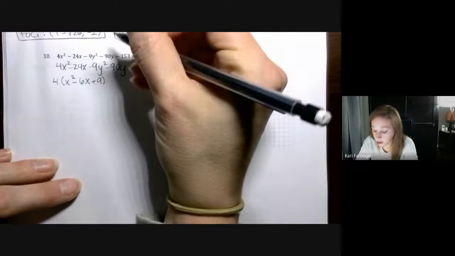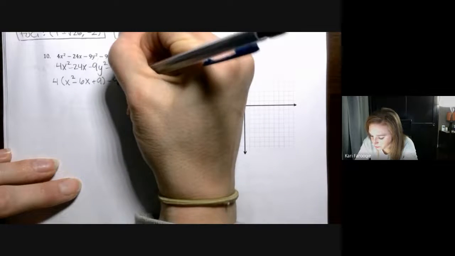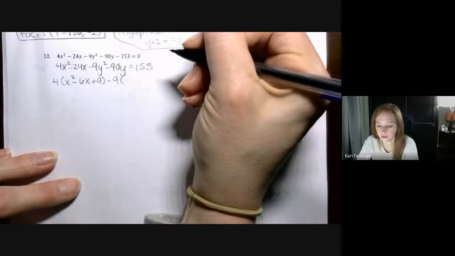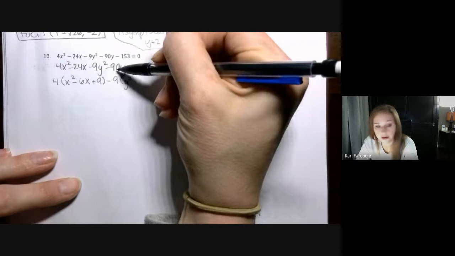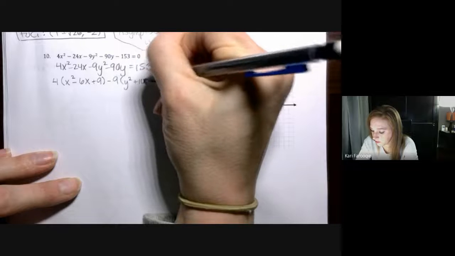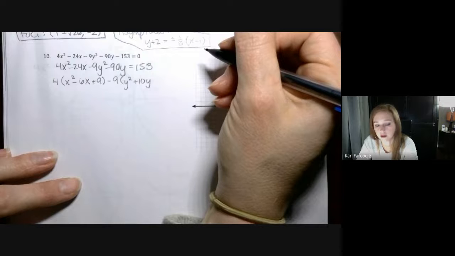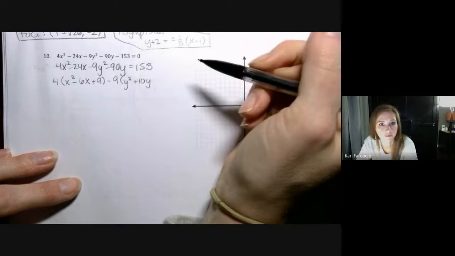It's a little bit trickier for the y's because you have a minus sign here. So take out a negative 9, then write your parenthesis. Then you have a y squared. Negative 90 divided by negative 9 is positive 10. And you have a y on that. You can always go back and check. Negative 9y squared, negative 90y.